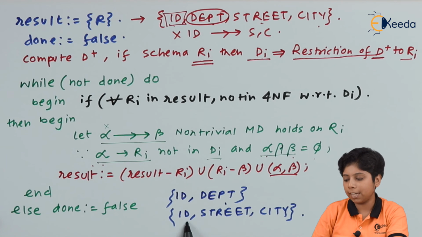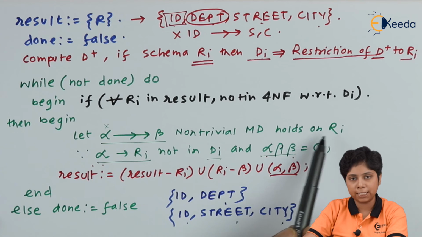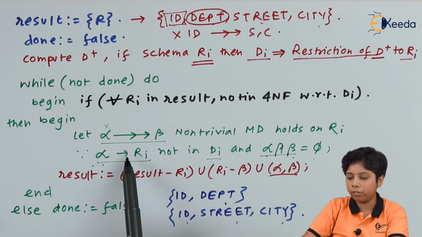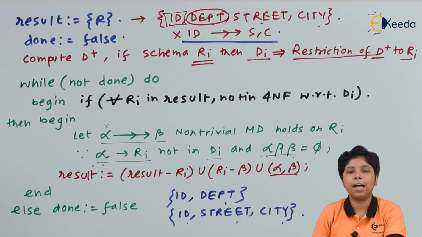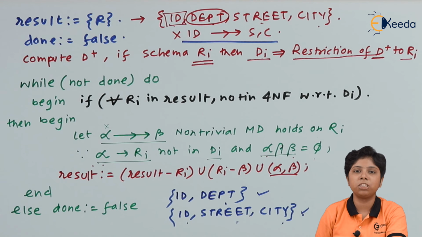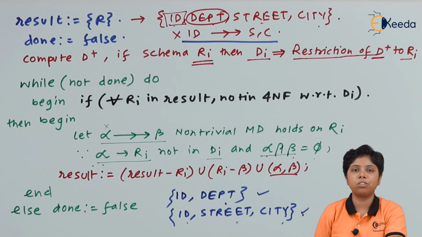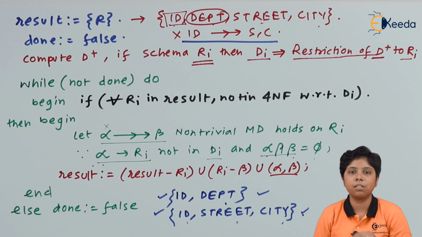And the second one, that is ID, street and city, we have this non-trivial multivalued dependency holding on Ri. Also the restriction, that is ID multivalued determines street and city, is also holding on the restriction field, and alpha and beta have got nothing in common. So now we can say that we have achieved the result set that cannot change any further, and we should stop our loop. So as a result of this algorithm, we have ID, department and ID, street, city as a decomposed relation, which is in 4NF.